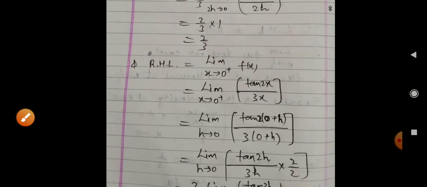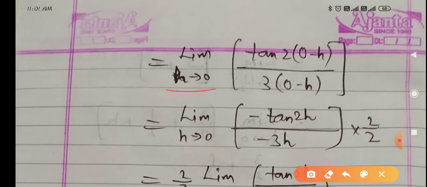Now you see, h tends to 0, in place of x I put 0 minus h, in both the numerator and denominator. Now it will become tan of minus 2h, and tan of minus 2h is minus tan 2h, upon minus 3h. Now what is the condition here, you pay attention. I have multiplied here by 2, in the numerator by 2 and in the denominator by 2. Why I am multiplying, I will tell you. That's why I have taken this question, because this thing you have to remember.